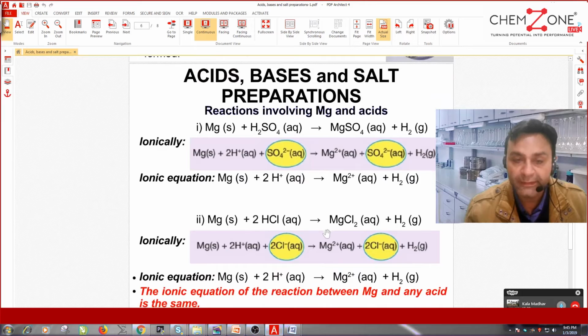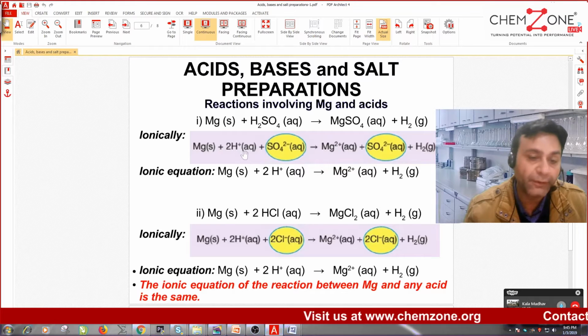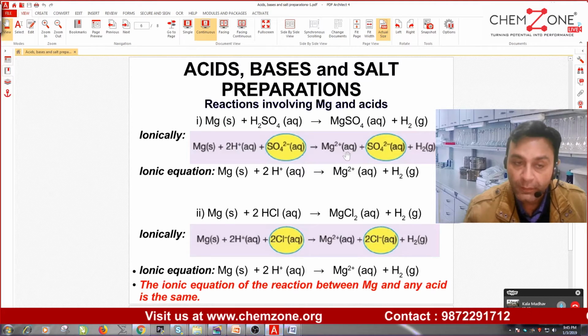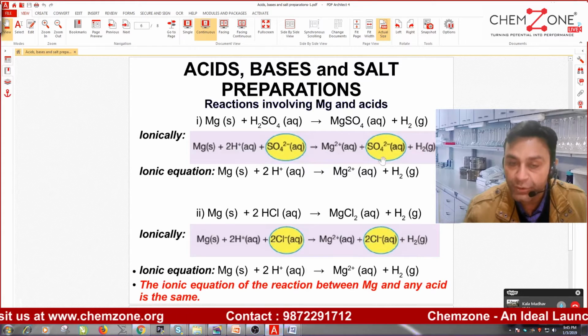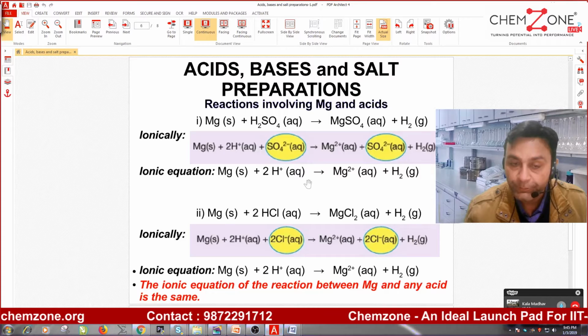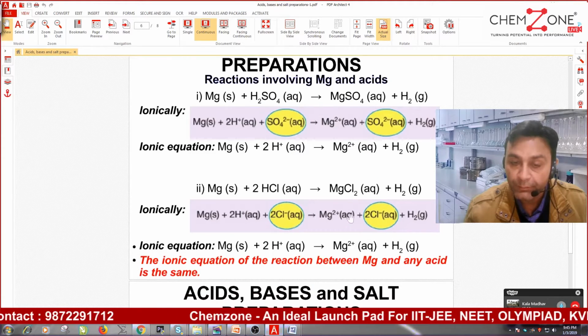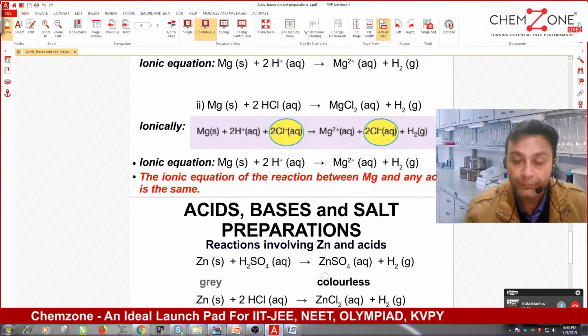So we can write this equation like this. Sulfate ions are not involved in any change. Earlier it was combined with H positive ions, now it is combining with magnesium ions. So we can write an ionic equation. Because the sulfate ion is common, we can remove it. Similarly, in the second case, we can remove the chloride ions, since they are common.